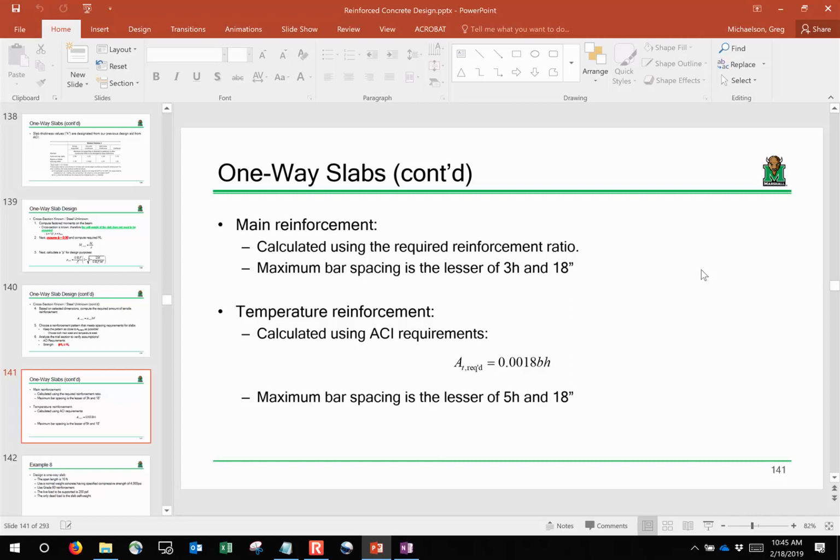For main reinforcement, it's the lesser of 3h and 18 inches. For temperature reinforcement, it's the lesser of 5h and 18 inches. It's a little more stringent on the main reinforcement because main reinforcement is trying to ensure that the slab doesn't fall and kill people. The temperature reinforcement is just trying to ensure that it doesn't crack under thermal changes and shrinkage and things like that.